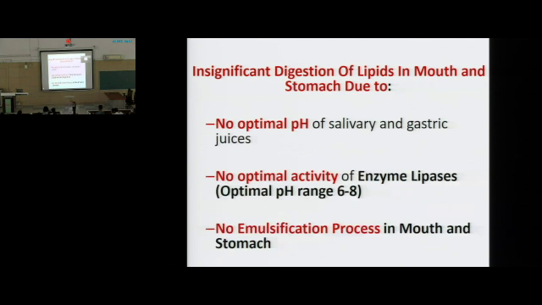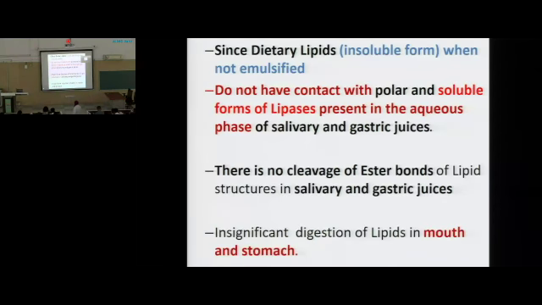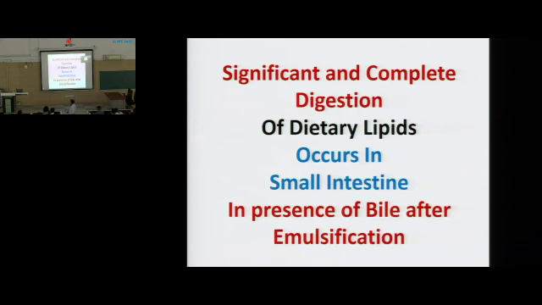Now, why are they not so good in action? The reason is that in the mouth and in the stomach there is no emulsion. There is a prerequisite. We studied what the prerequisite is: emulsifier, and the emulsification process. This process is not taking place in the mouth and stomach. So there is no emulsifier, no emulsification, and that is why the action of these enzymes is insignificant. Again, the activity is low because there is no optimal pH required by the enzyme. Understood? So that is why there is no significant cleavage of the ester bond by gastric and lingual lipases.